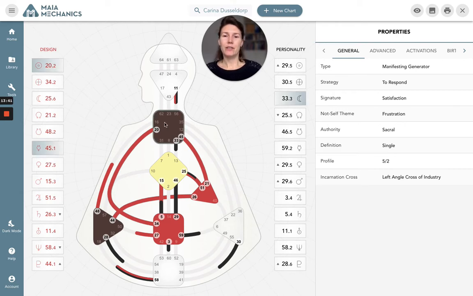So that's a little bit of an intro on the centers, how they get defined by the channels, and then the gates that are also there, and then the personality and the design side.